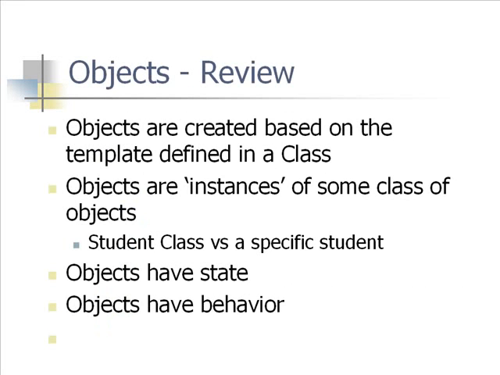Let's think back to our objects. Brief review. Objects are created based on the template defined in some class. Objects are instances of some class of object. There may be a student class, which we'll create today, and we may want to model a specific student with a specific name, ID, etc. We've also used rectangles or other classes that we've created objects from the Java API. So when we download Java, we get lots of classes that we can create objects from, and we can also extend the language by creating our own classes.